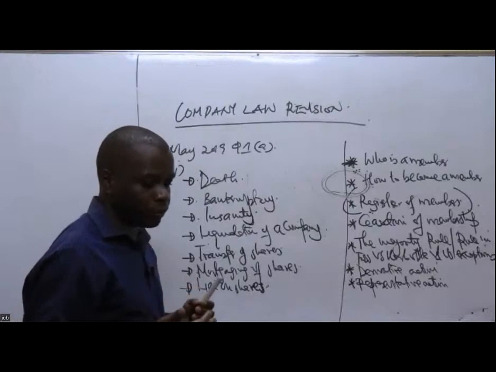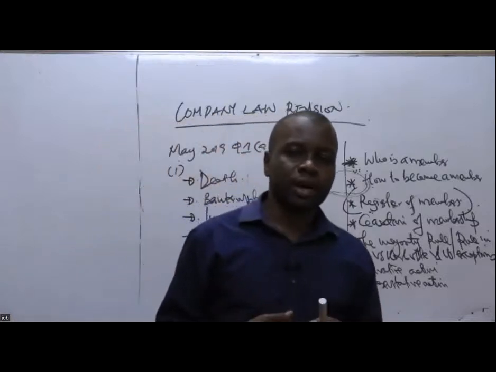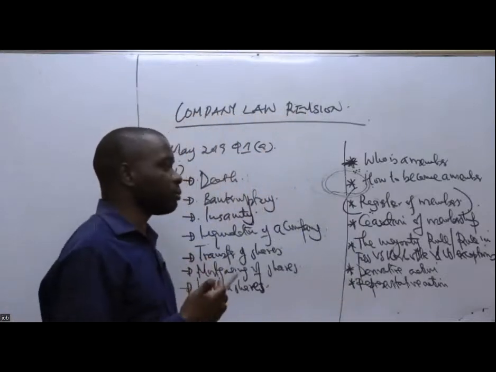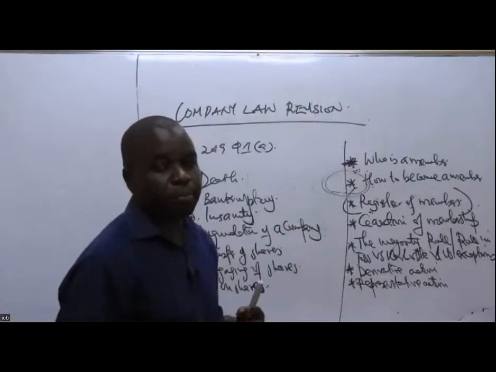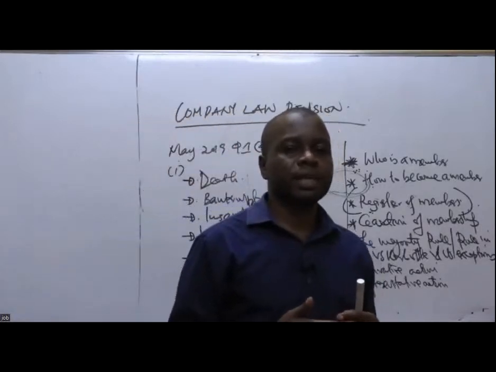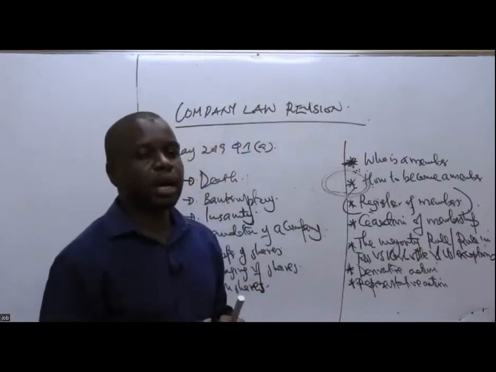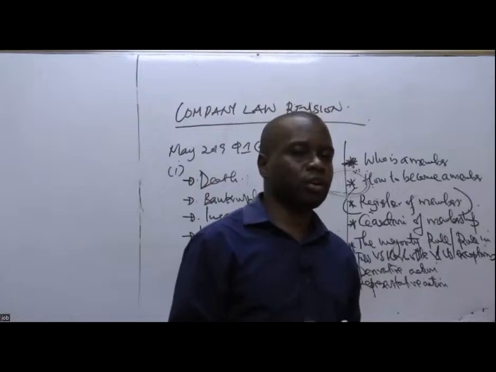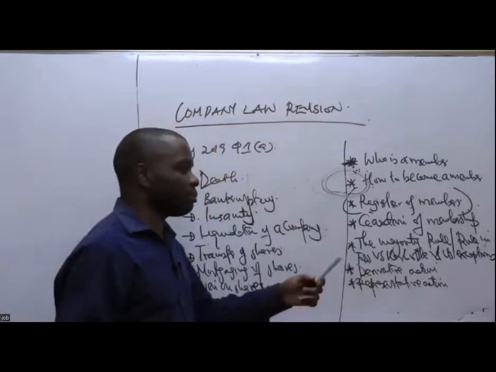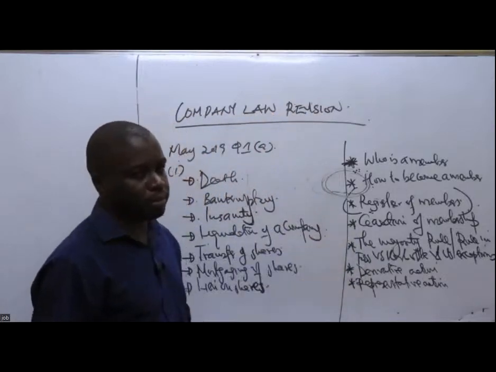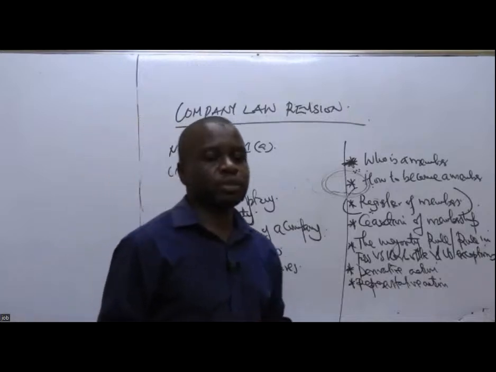What do you mean by allotment of shares? For example, today, if Safaricom invites people to buy its shares, then you apply for the shares. The shares will likely be allotted to you. Once you are allotted the shares, you become a shareholder in that company known as Safaricom. And of course, your name will likely be included in the register of members. So number one, through allotment of shares.